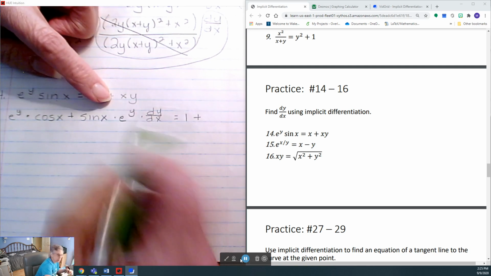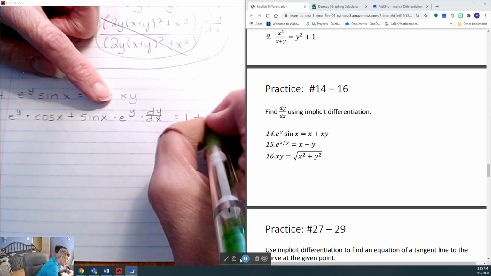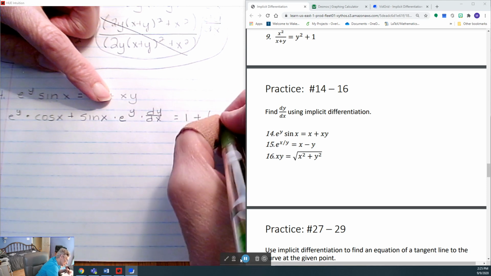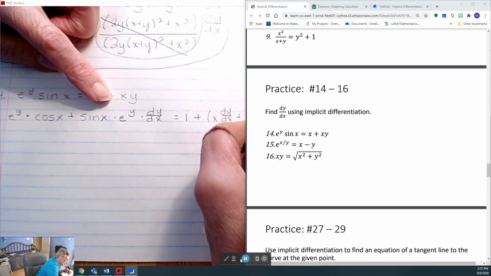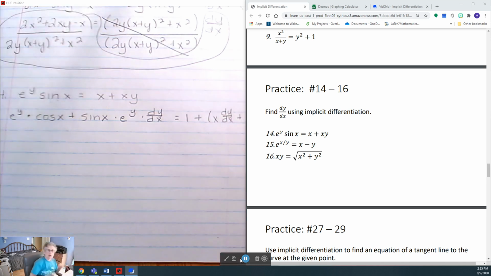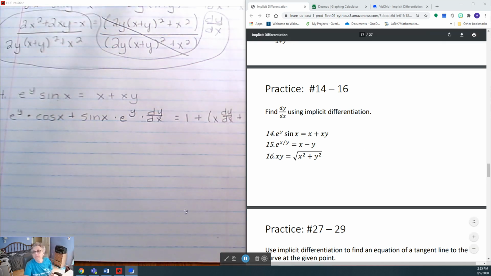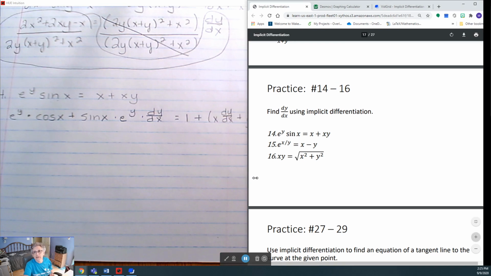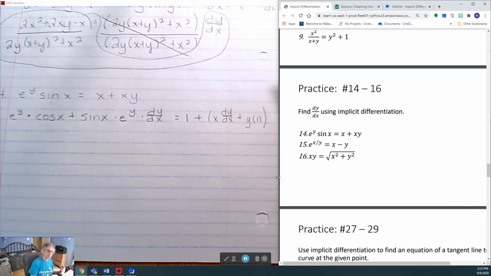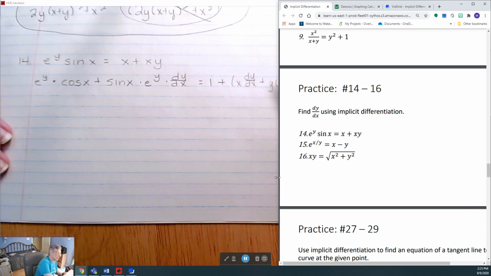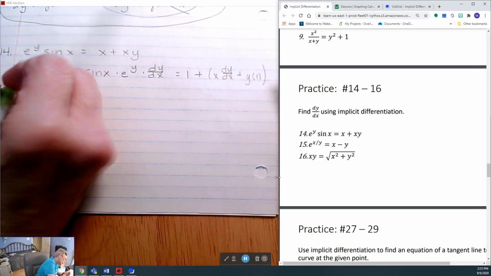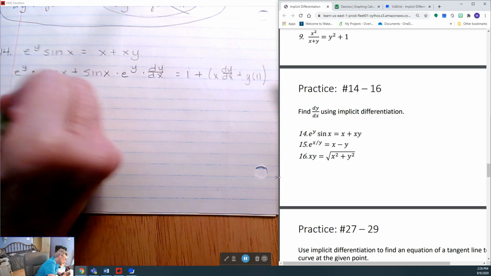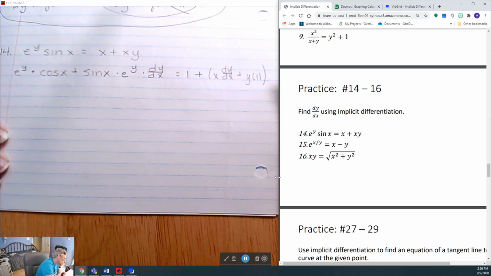Another tiny little baby product rule, first times the derivative of the second, plus second, times derivative of first. Just make this skinnier. There we go. So now I'm going to neaten things up. I have e to the y cosine of x. Actually, yeah, not a whole lot to neaten up there.